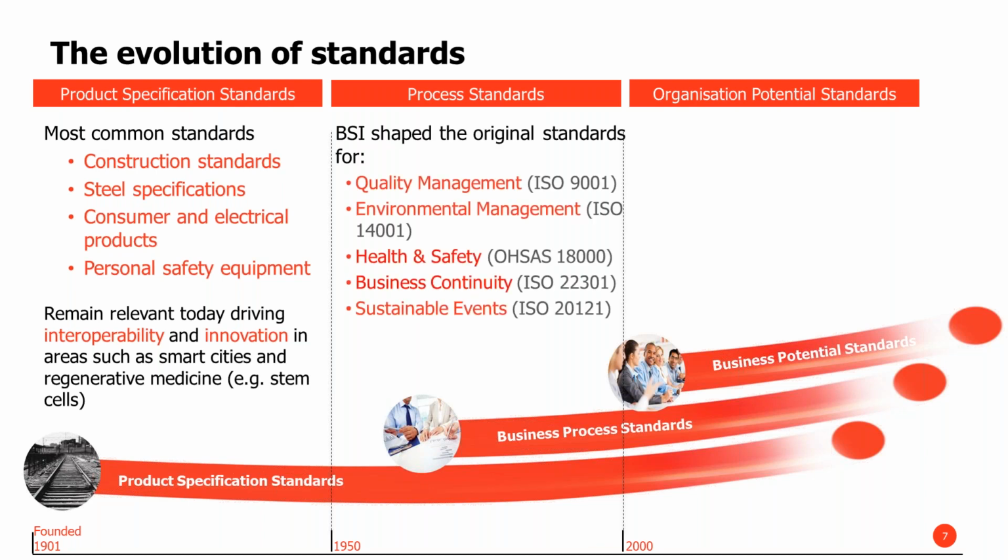Then in about the 1950s, we started working very closely with European and international partners to take UK best practice globally, looking at process standards. Some very key highlights there are our quality management system, ISO 9001, which was a British standard taken through to ISO, and our environmental management standard, ISO 14001.